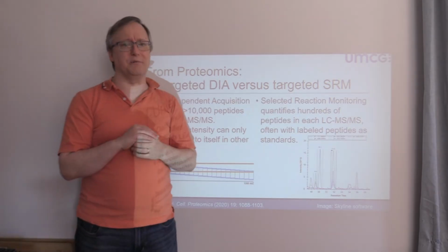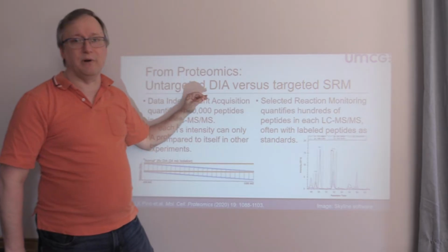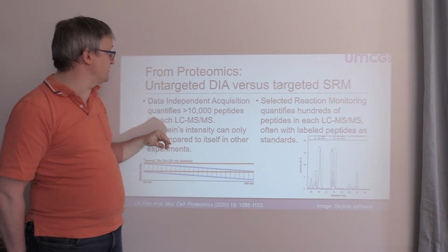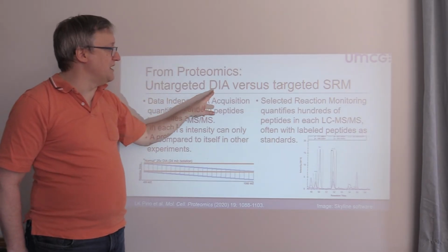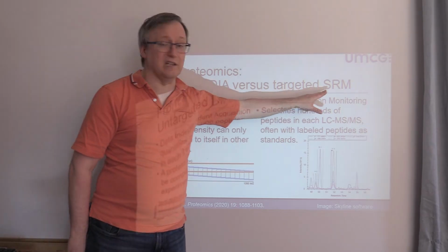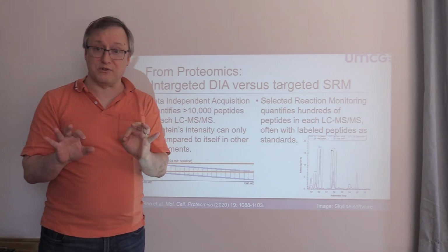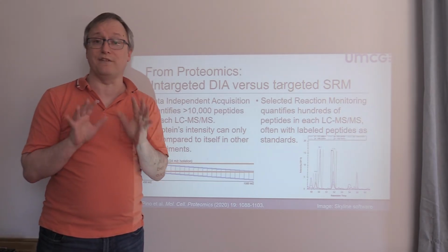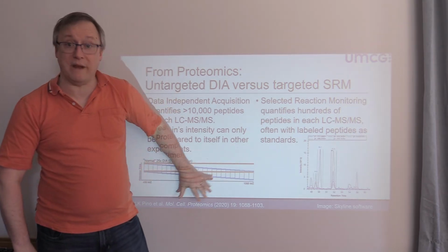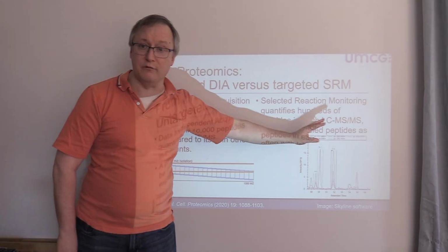All right, now I said we were going to talk a little bit about the analytical chemistry of this as well. And so I would like to bring us to the world of proteomics for just a moment to bring in some parallels. So untargeted data-independent acquisition versus targeted selected reaction monitoring. These are two different types of mass spectrometry methods that we typically use to quantify stuff in proteomics. But these are a good parallel, I think, to explain this difference between untargeted and targeted experiments.